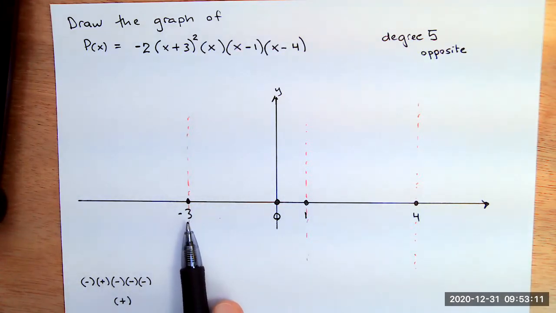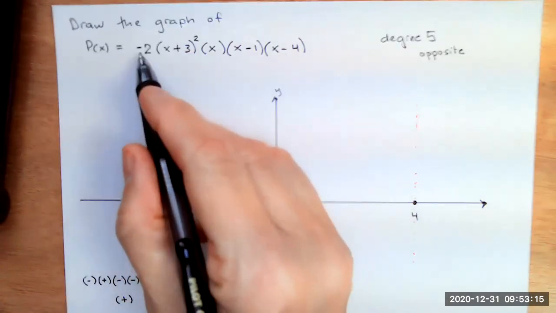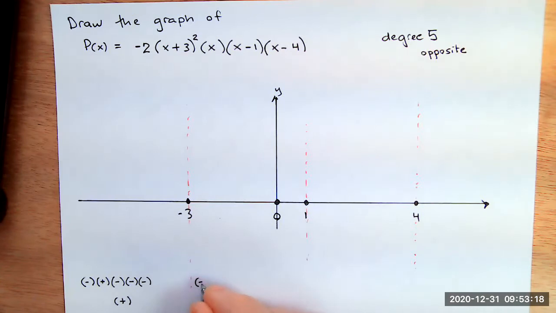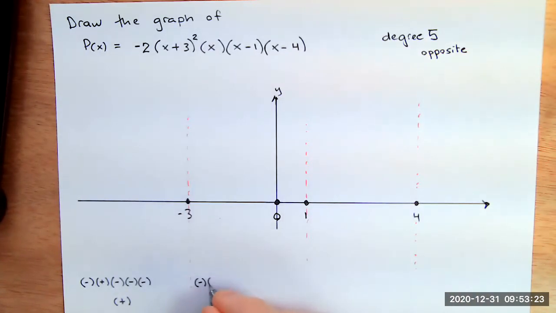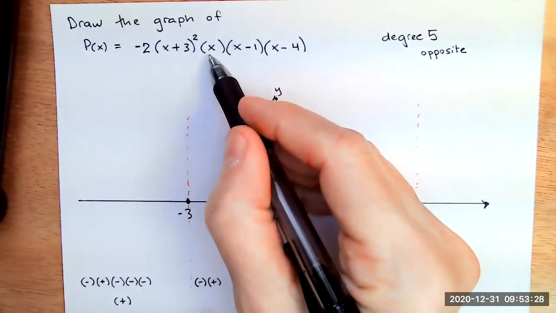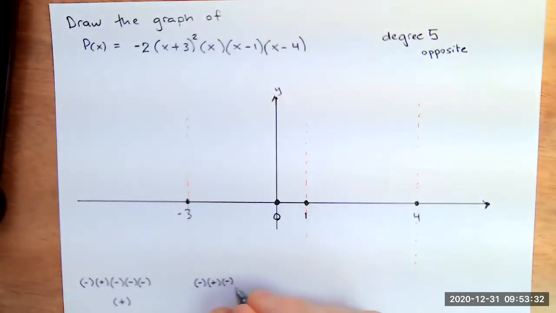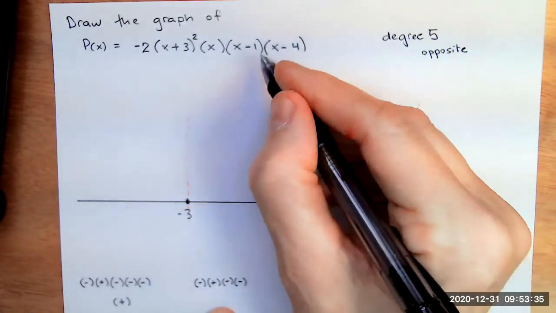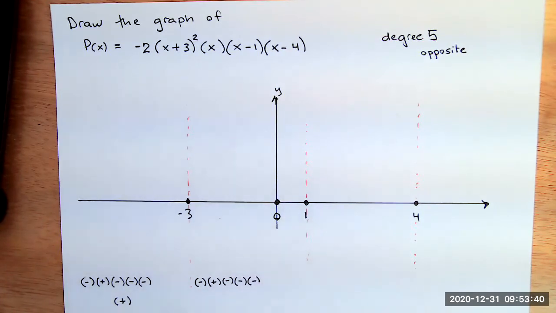Let's pick a number between -3 and 0, like -1. So I'm just going to put a negative for that -2, so don't forget it. -1 plus 3 is positive. The positive squared is going to stay positive. -1 is negative. -1 minus 1 is negative. -1 minus 4 is negative. So I have 4 negatives multiplied. That's going to be a positive.